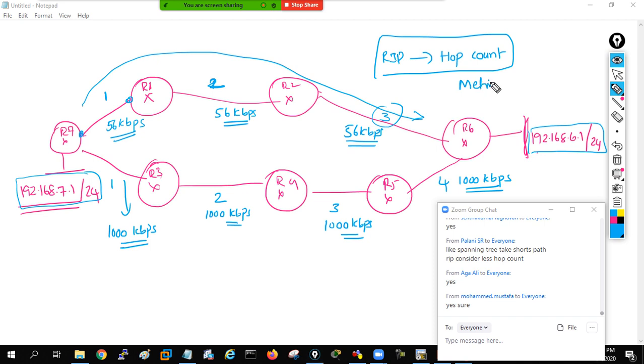So the hop count is the metric. Metric means calculating the best path based on the hop count. Whenever you are using RIP, it will calculate the metric based on the hop count. If a path has the lower hop count, it will consider that path the best. That's it. It will never see the bandwidth. As per RIP, it doesn't know what bandwidth is. It will see only hop count. Is it clear, guys? Everybody?